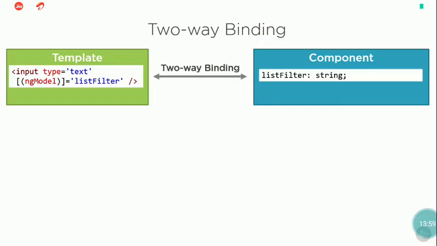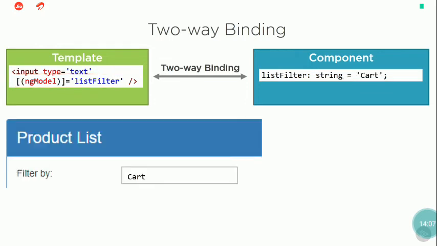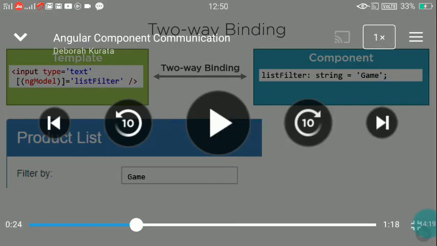When we use two-way binding, we define a property in our component class that the template uses for the binding. If that property has an initial value, our component provides that value to the template as a default value for display. If the user then changes that value, our component property is automatically modified to match.